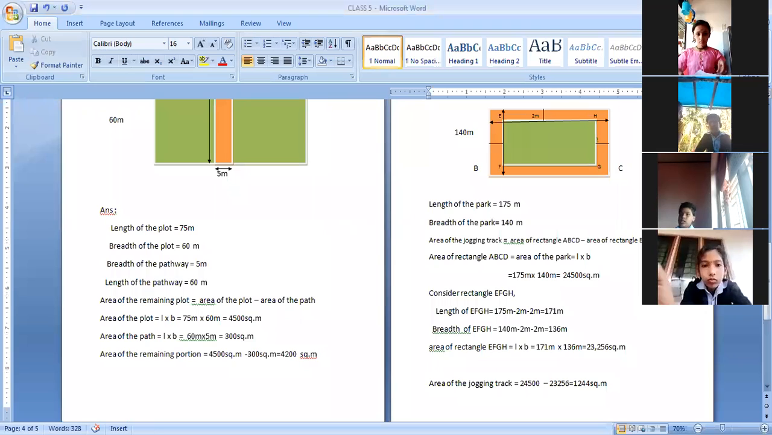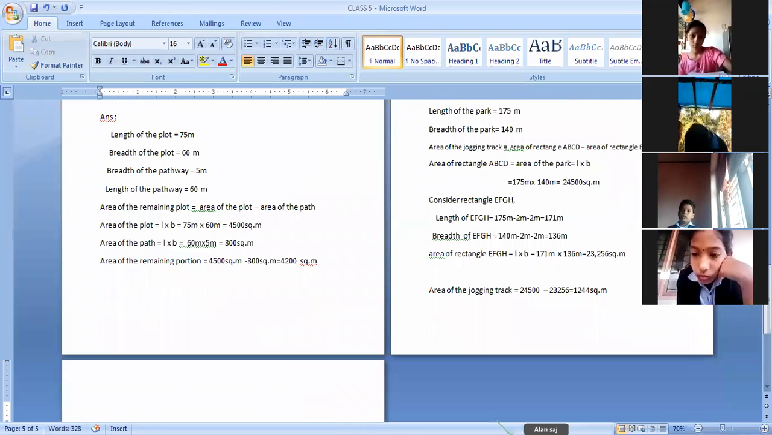Can you see my screen now? Is it very small? No, miss. Okay, I'll share this in the class group. You can copy that from the class group. Let's not waste time for this. Then let's move on to the next question. Oh, I didn't type that question here.